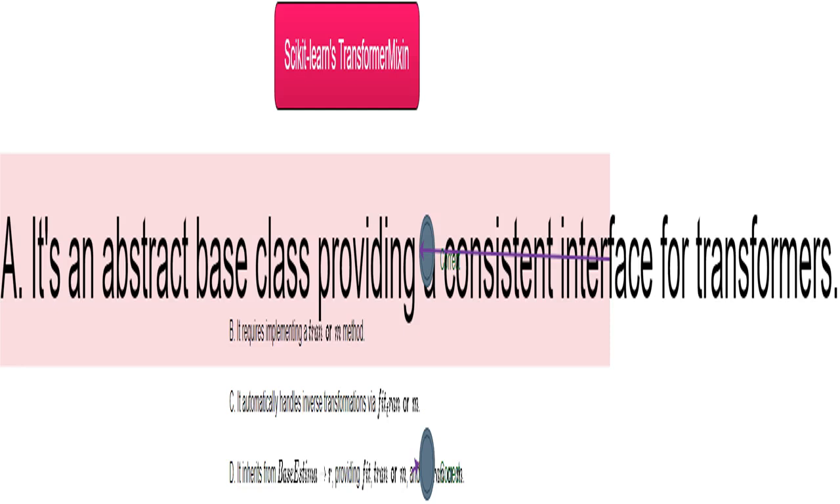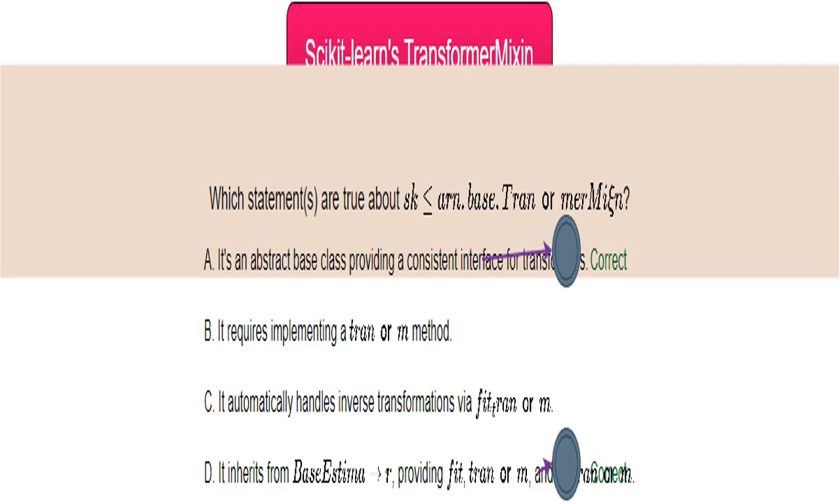TransformerMixin is an abstract base class. That means it sets up a standard design or blueprint, but doesn't do any actual data transformation by itself. Subclasses need to fill in the specific steps. Think of it as a template. It ensures that transformers have a consistent interface for use in scikit-learn pipelines. This is the main question.